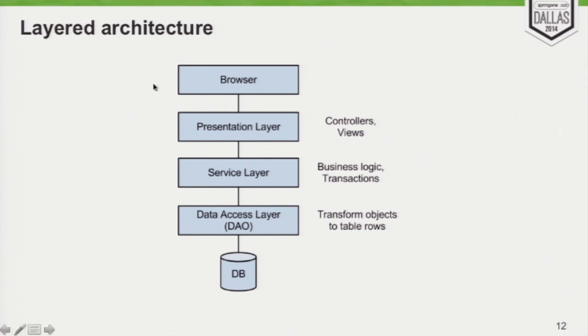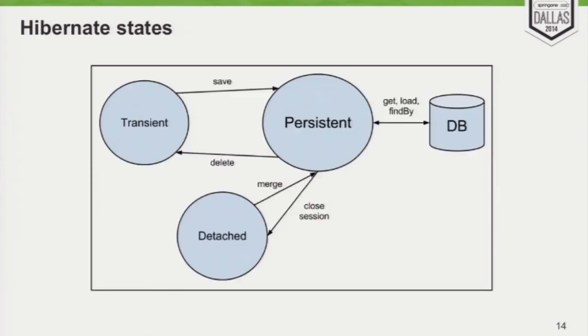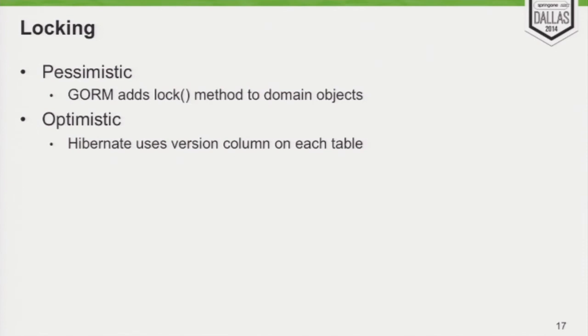Now, this is the traditional layered architecture of every Java web app ever, except for the fact that in Grails, there's no explicit DAO layer. The DAO methods are added to the domain classes using Groovy metaprogramming. Find all, by, date created, greater than, and ID, equal, that sort of thing, all added automatically. That's more of the active record design pattern. I'm going to skip the Hibernate stuff and the open session and view.